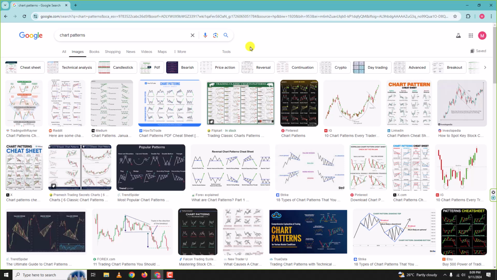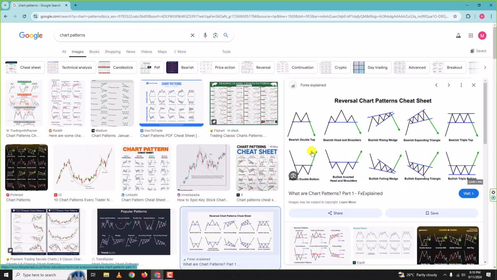Okay? If you go to Google and search for chart patterns, you will get a result like this. If you click on any of the results, you can see the chart patterns that you can use to initiate a trade. Now, you can go ahead and use these to trade successfully.